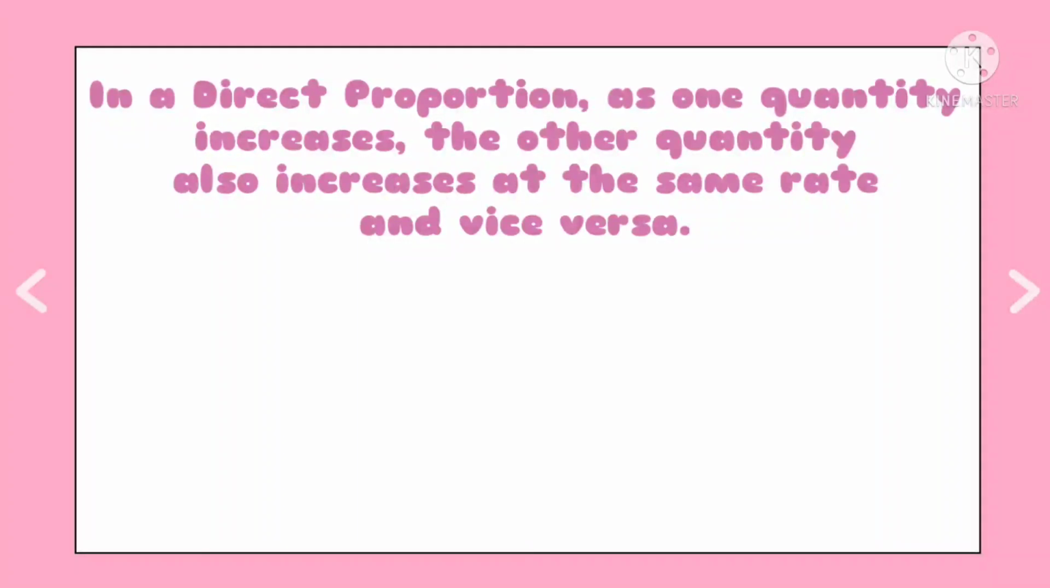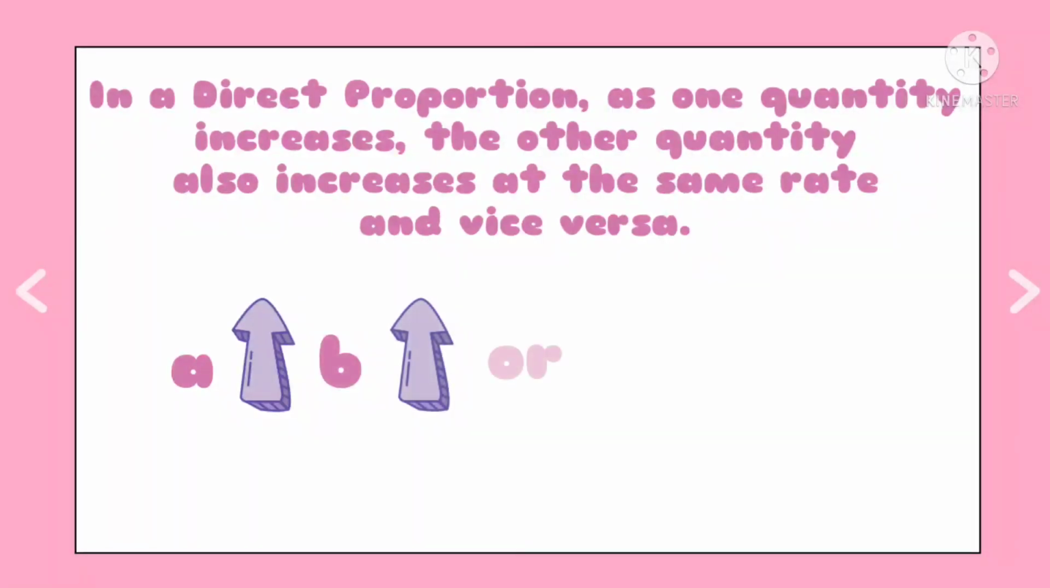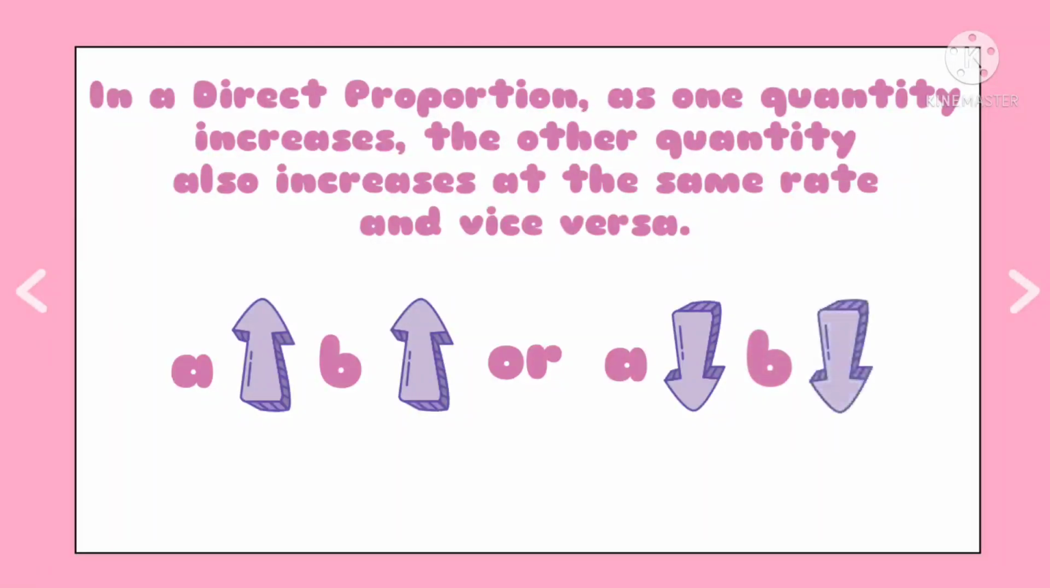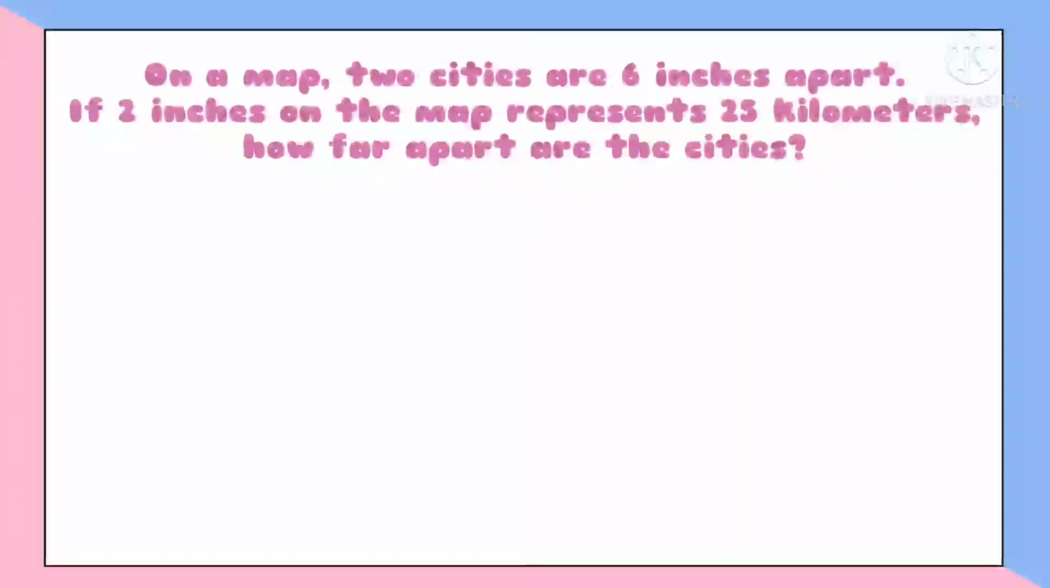But what is a direct proportion? In a direct proportion, as one quantity increases, the other quantity also increases at the same rate and vice versa. Meaning, when quantity A increases, quantity B also increases, or when quantity A decreases, quantity B decreases as well. Now let's try to solve the problem.